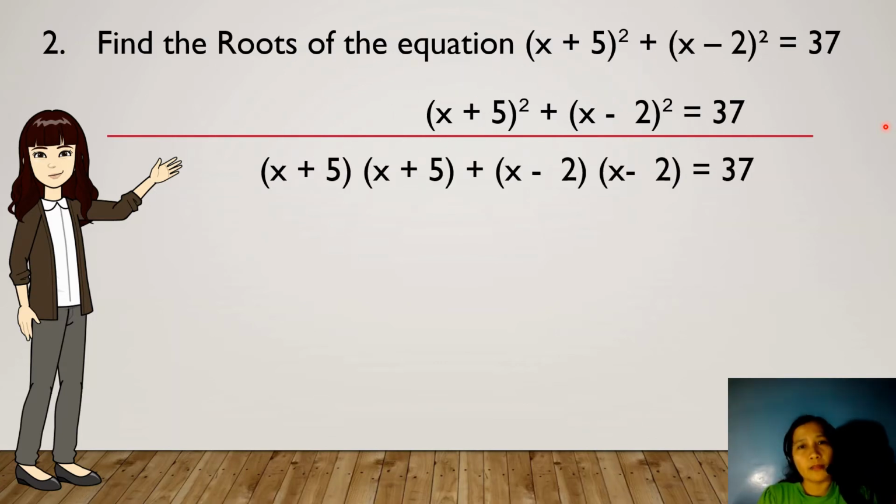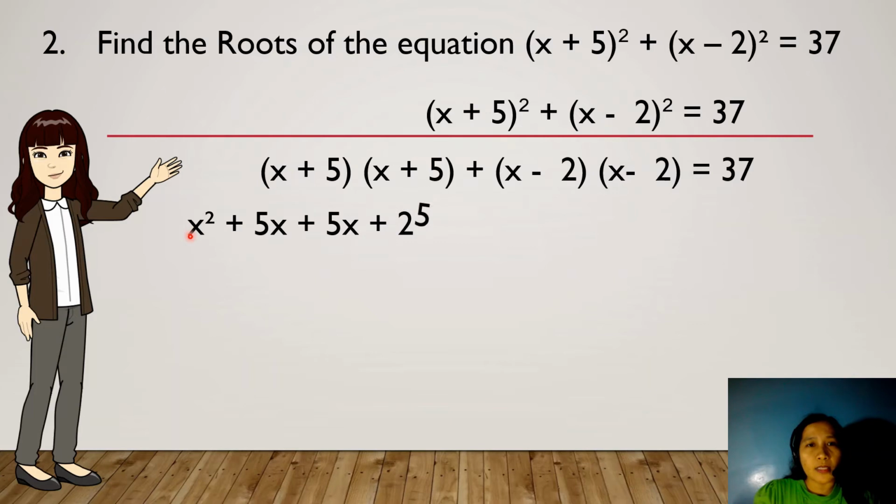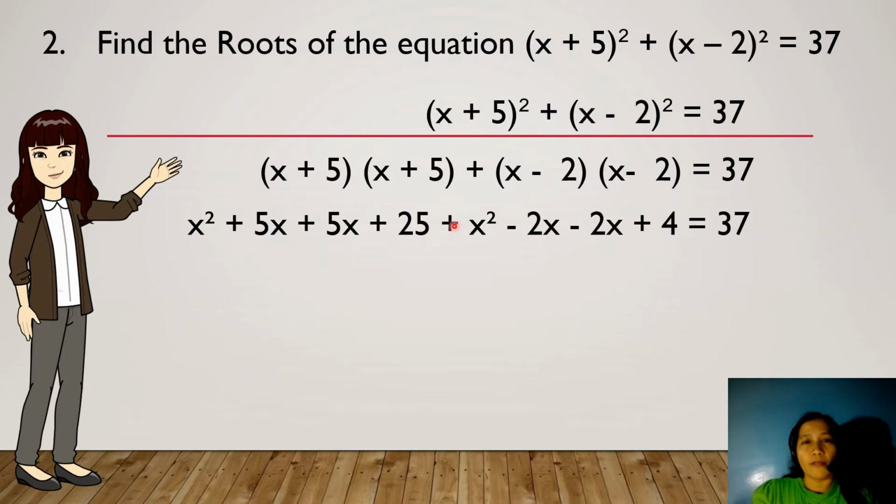You will write it as the quantity x plus 5 times the quantity of x plus 5, plus the quantity of x minus 2 times the quantity of x minus 2, is equal to 37. You will need to write this as the same quantity twice. Okay, and afterwards, let us solve. x times x is x squared. So we will use the FOIL method. x times 5 is 5x. 5 times x is 5x also. Then 5 times 5 is 25.